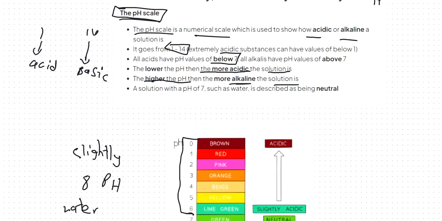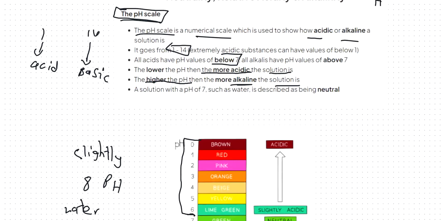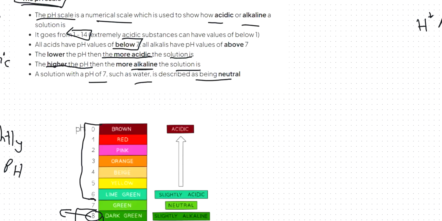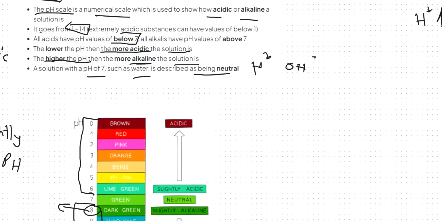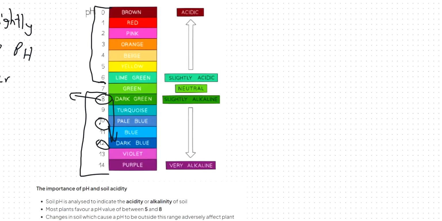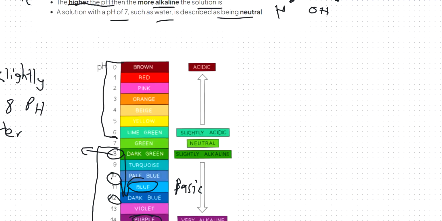And a solution of pH 7, such as water, is described as being neutral. So it would have equal amounts of H plus and OH minus ions. And remember that on the pH scale, something which is becoming blue or purple is usually basic, whereas something going from green to yellow or red is an acidic solution.